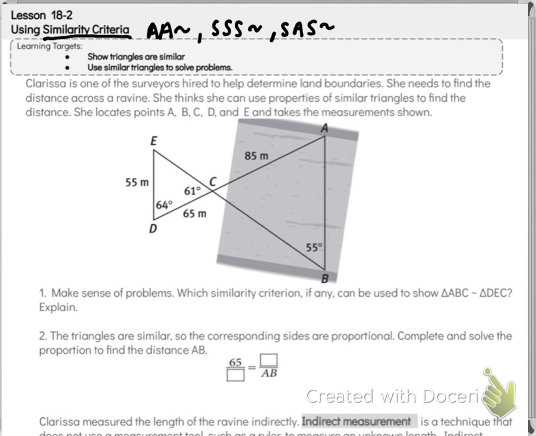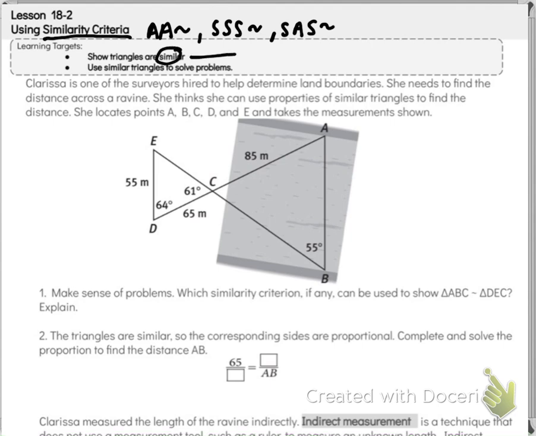Now, the purpose of using these is there are going to be some questions where you have to figure out whether or not 2 shapes, or 2 triangles, are similar first, before you can actually use the properties of similarity.